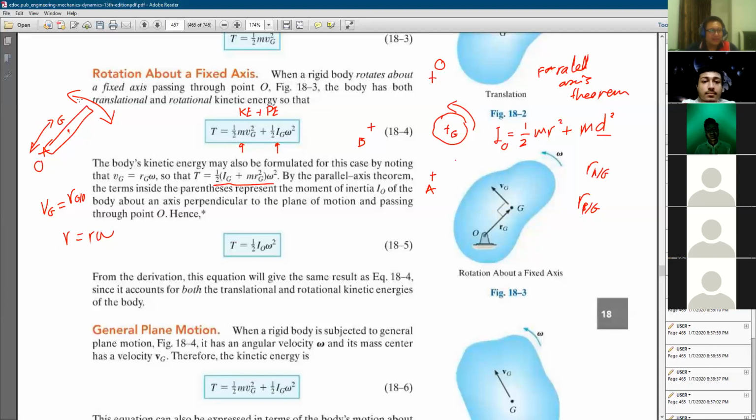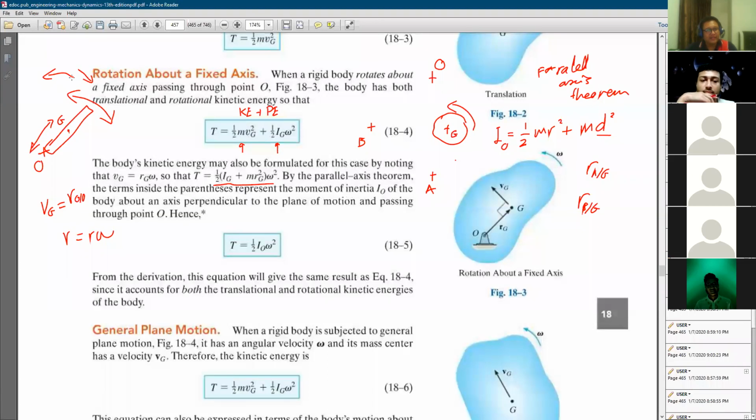If you are only interested in the magnitude, then either way is not an issue. But if you are looking at the vector, then you need to look carefully, because if you define counterclockwise as positive, then if the system moves in the other direction, it becomes negative. That's the only thing you need to make sure of.